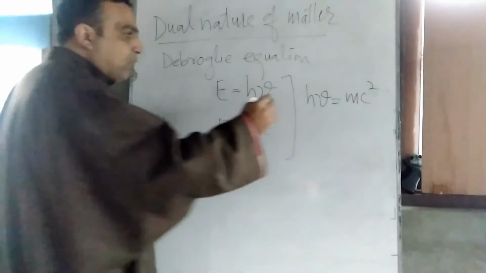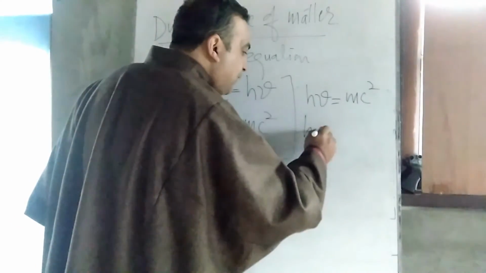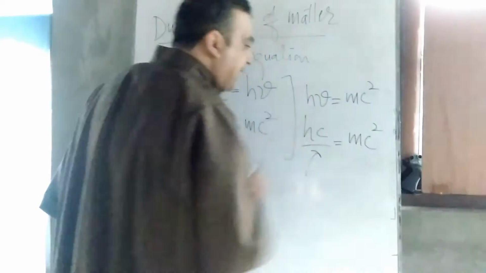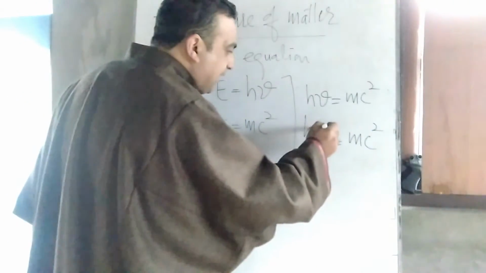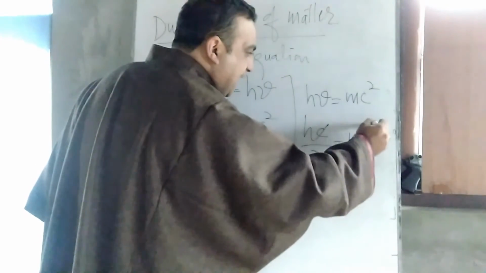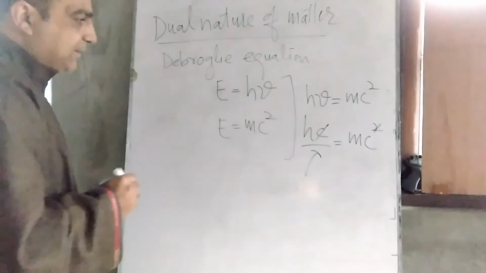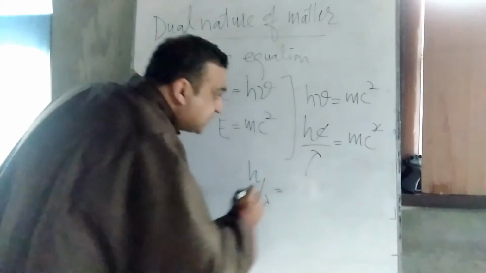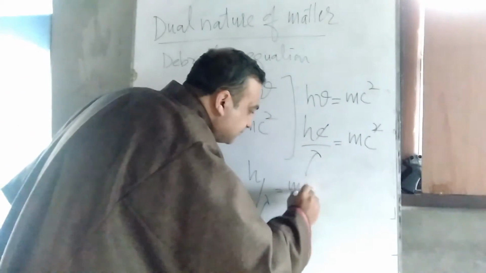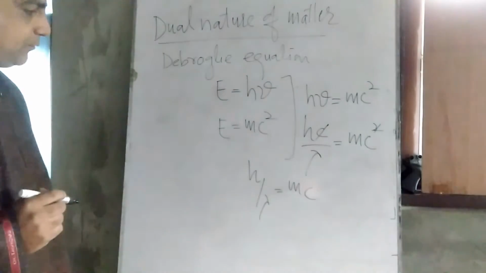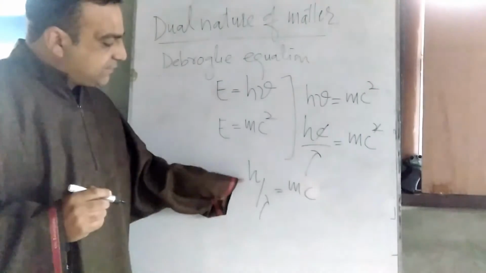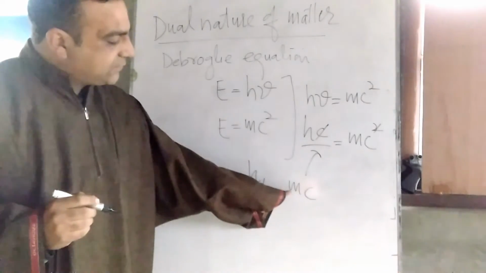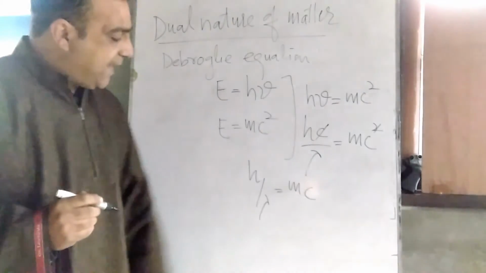Now, writing down nu here, so h c by lambda equals mc squared. So you can take off this c and square from this side. So what will we get? h by lambda is mc. So h is the Planck's constant, lambda is the wavelength of the photon, m is the mass of the photon, and c is the speed of light.